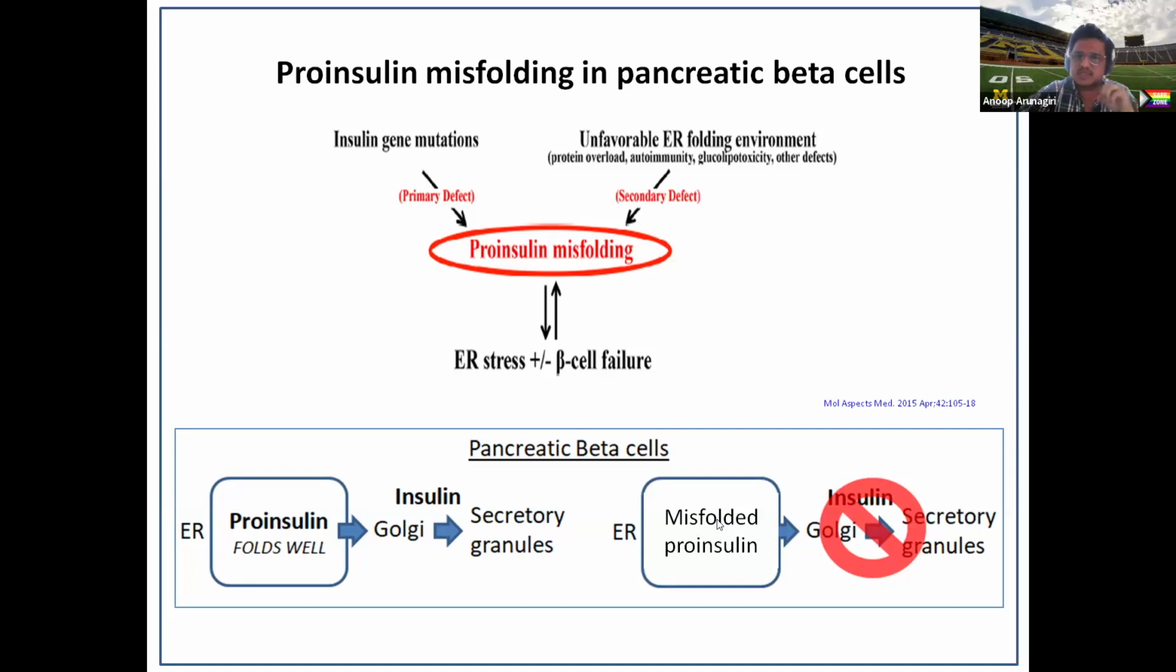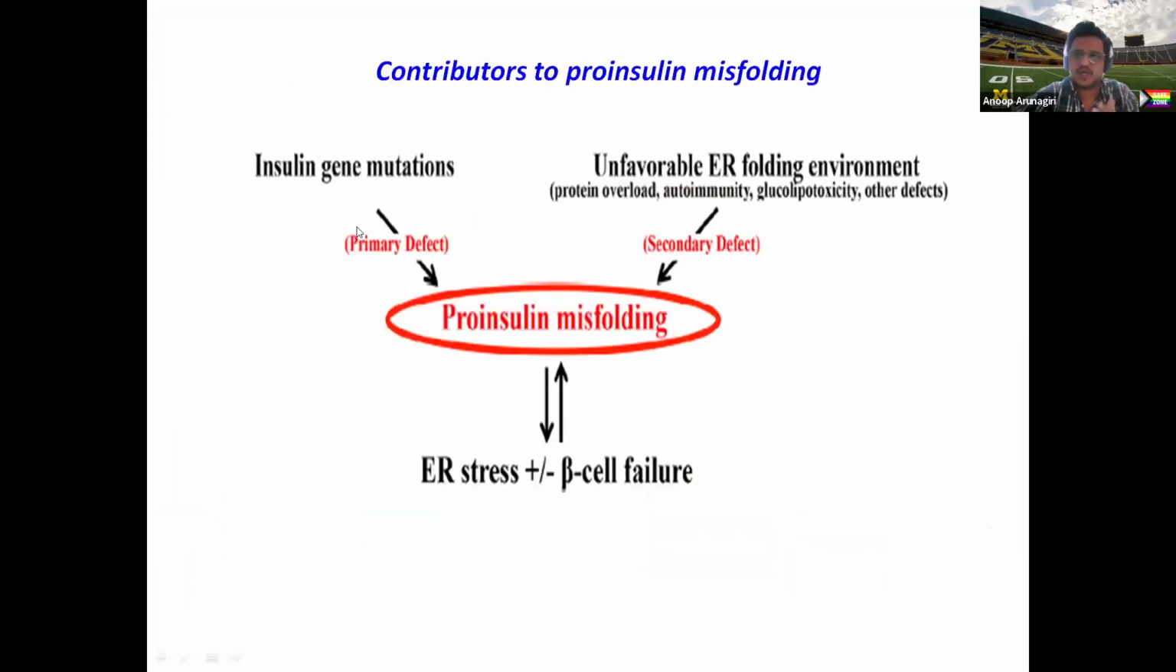Misfolded proinsulin stays back in the ER. It cannot move forward. Trafficking is hampered. That's why you see that cross symbol. So insulin making is affected, and that can be related to diabetes. Now let's go over each of these factors one at a time.